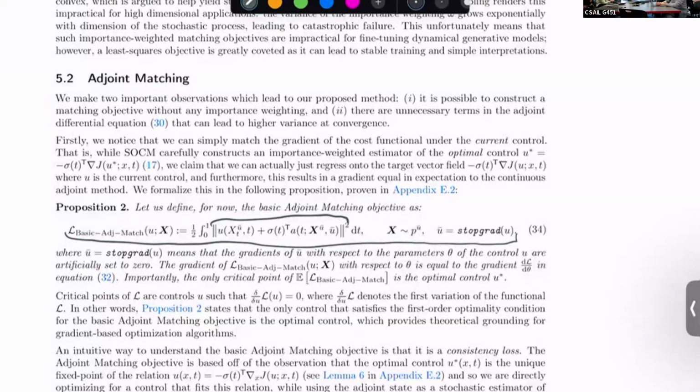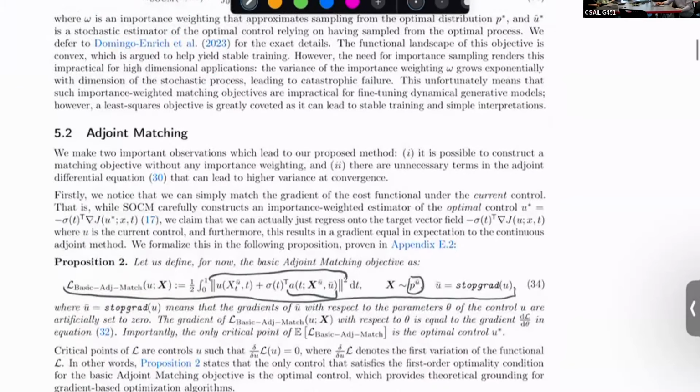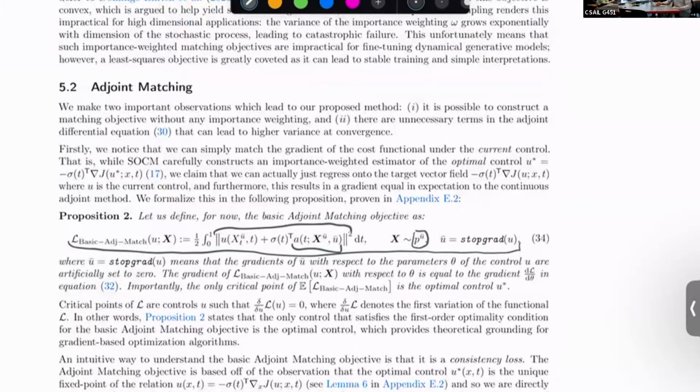But in this case, it's a bit more subtle, right? Because this quantity here depends on the current control. So in some sense, you're not matching to the optimal control. Matching to the optimal control is what we were doing here, but that came at the expense of having to introduce an importance weight. Ignore this 33, I think that's confusing. But what I just wanted to say is that if you take this for a control that's not the optimal one, you're not really matching to the right thing.